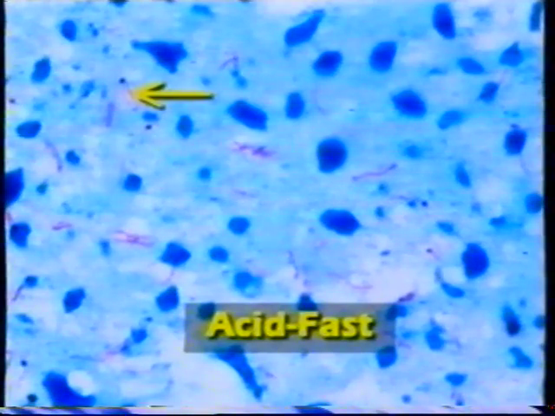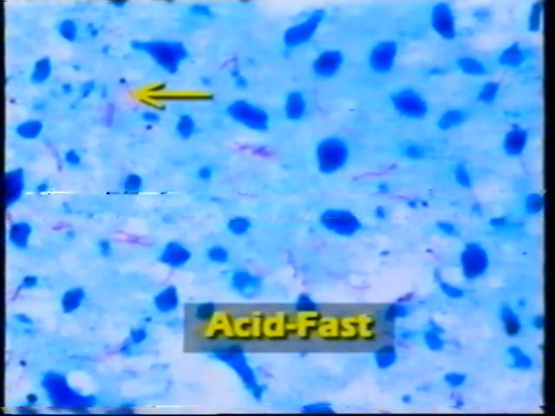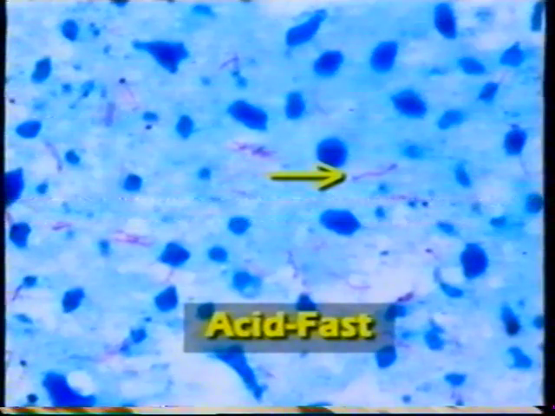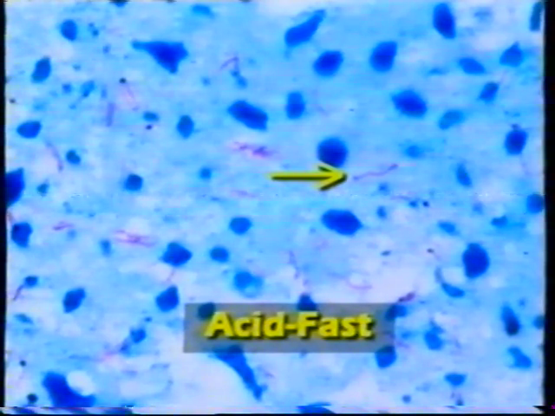Since tubercle bacilli retain the primary stain even after exposure to strong acid solutions, they are called acid-fast. In the Ziehl-Neelsen staining procedure, using carbolfuchsin and methylene blue, the acid-fast organisms appear red.